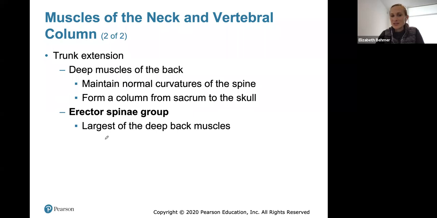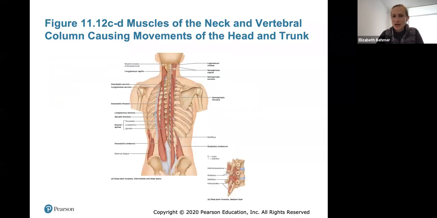Trunk extensors are deep muscles of the back that help maintain the normal curvatures of the spine. They form a column from the sacrum to the skull. The erector spinae group is the largest of the deep back muscles, and in it we have the iliocostalis, longissimus, and spinalis. These muscles run parallel with the spine to help keep your spine erect for posture.